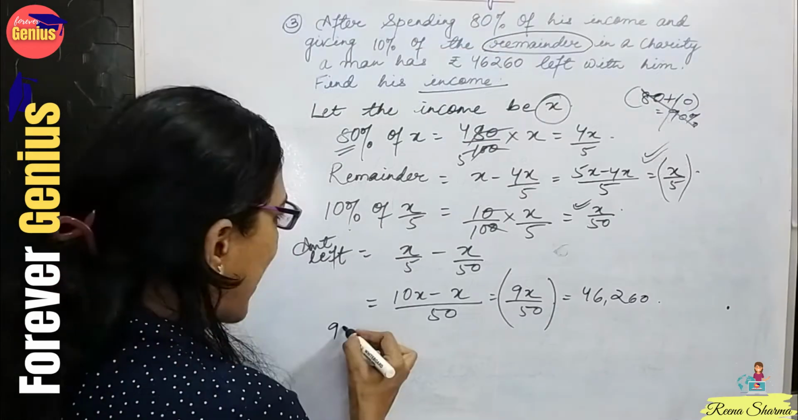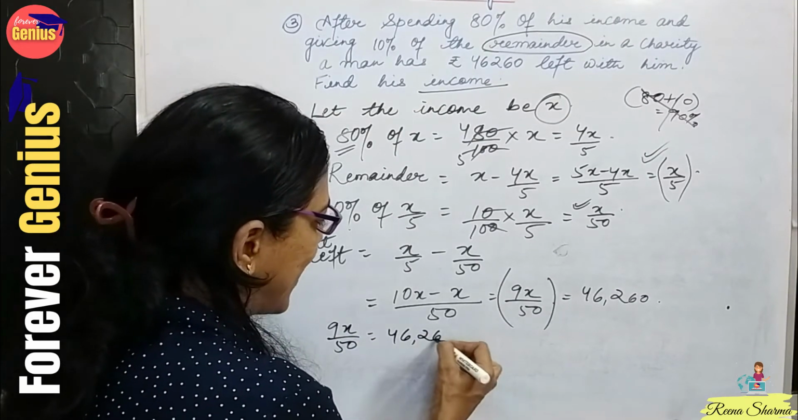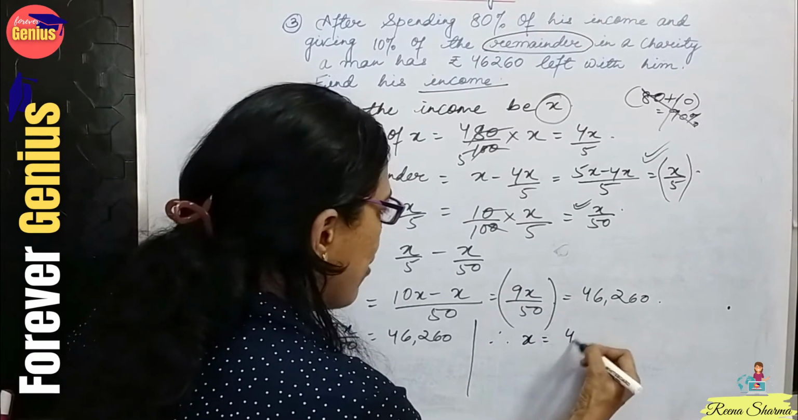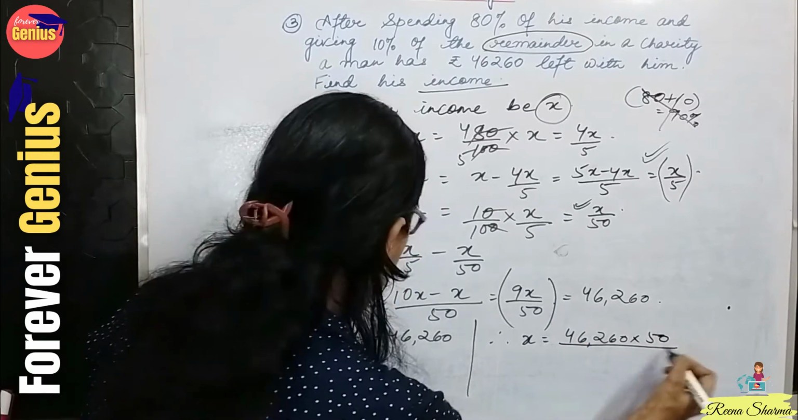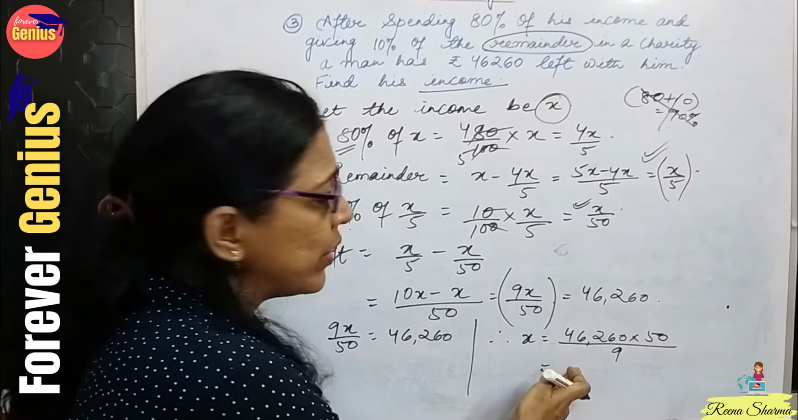Means 9x by 50 is equal to 46,260. So, therefore, x is equal to 46,260 into 50 divided by 9. So, how to do these types of big calculations?